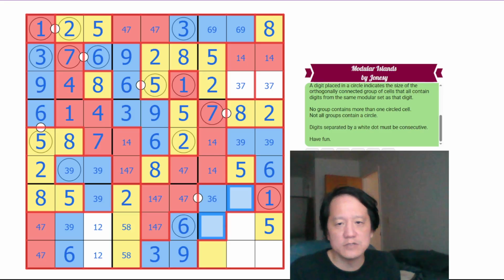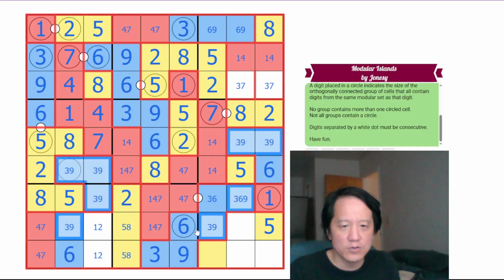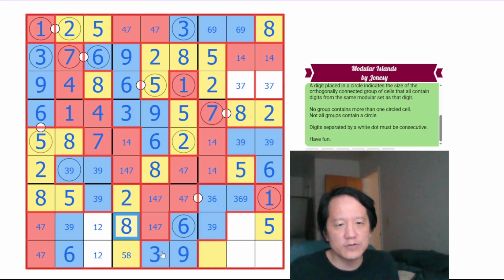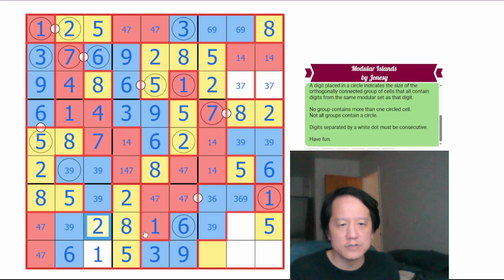This has to be 3, 6, and 9. Cannot be 6 because of 6 in the row. 5 eliminates 5 here, so that's 8 and 5 there. 1 eliminates 1 here. Where's the 1 in box 8? It must be here. Since this is 1, this can't be 1. That's 2, which makes that 1. So this is yellow, and this is red.